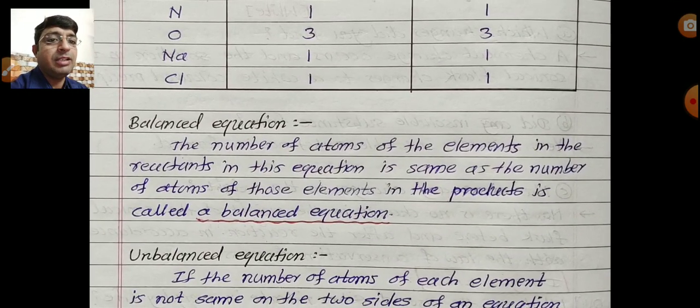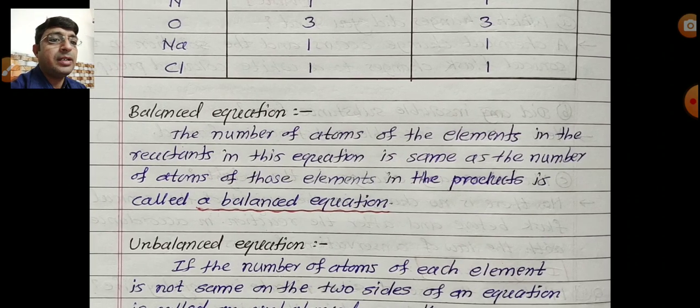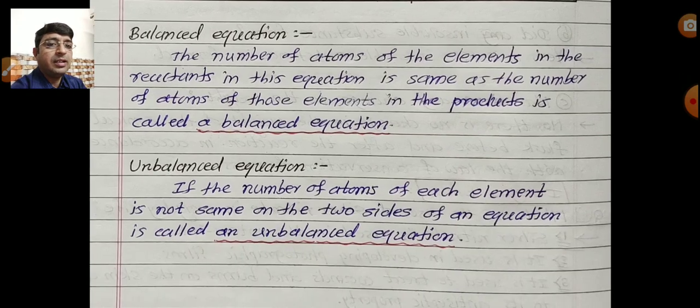What do you mean by a balanced equation? If the number of atoms of elements in the reactants in an equation is the same as the number of atoms of those elements in the products, it is called a balanced equation. An unbalanced equation means what? If the number of atoms of each element is not the same on the two sides of an equation, it's called an unbalanced equation.